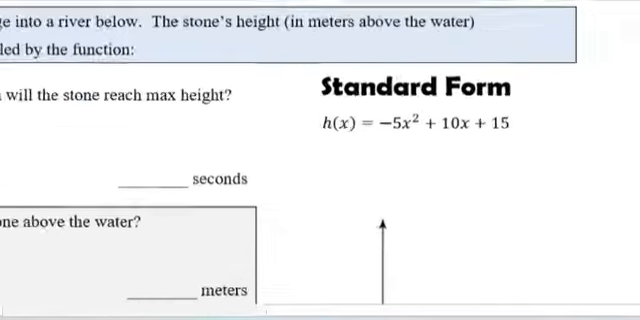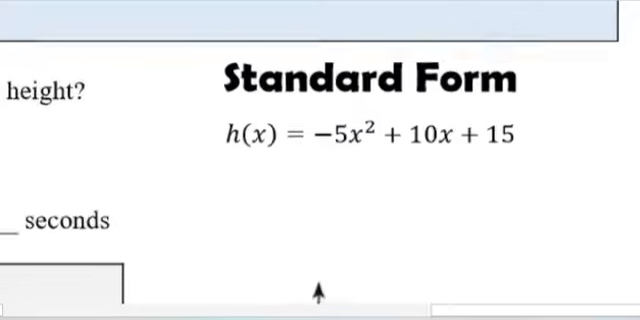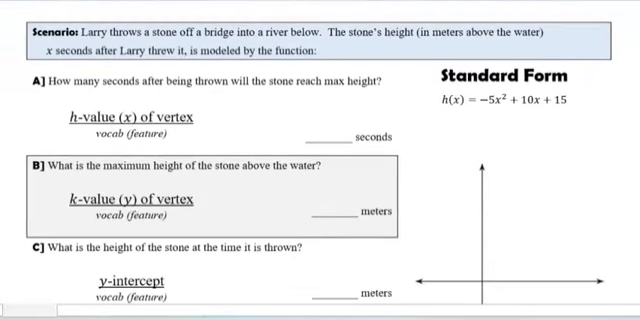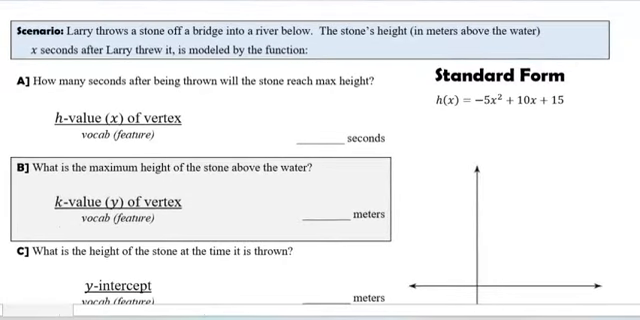This video is for standard form of a quadratic, and in this particular scenario, Larry throws a stone off a bridge into a river below. The stone's height in meters above water, x seconds after Larry threw it, is modeled by the function that's given in here. So the stone's height would be our y, and x seconds or time would be our x.